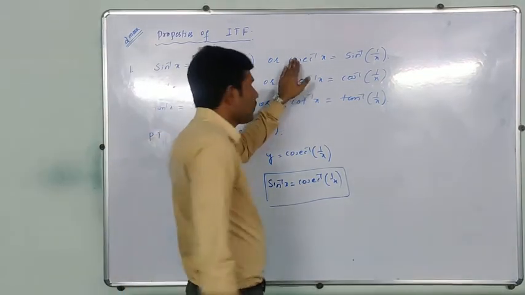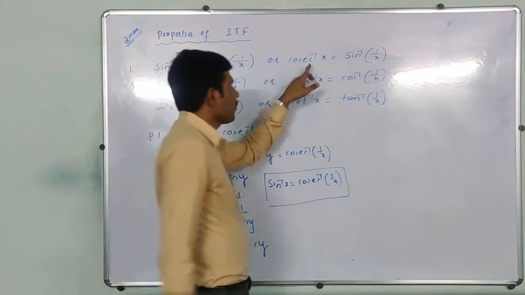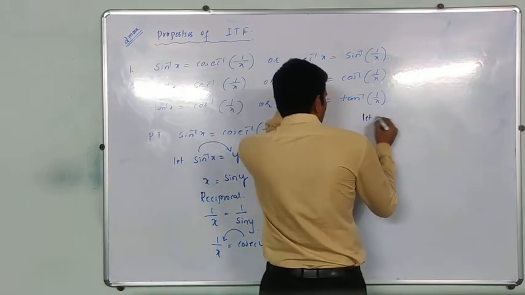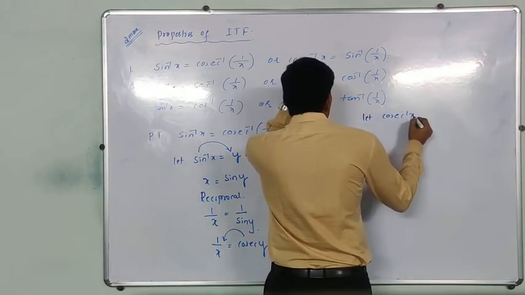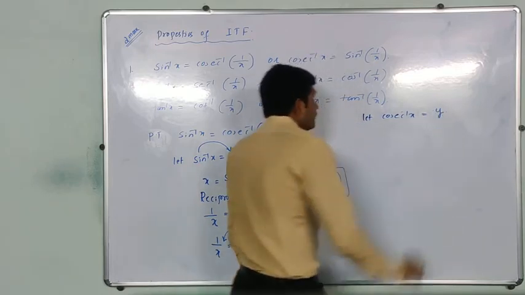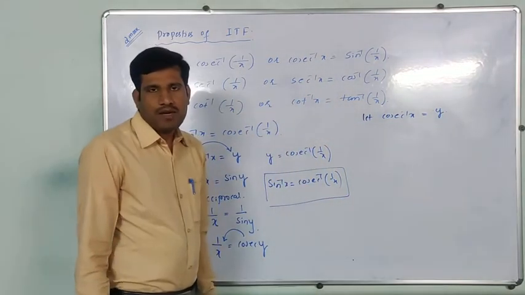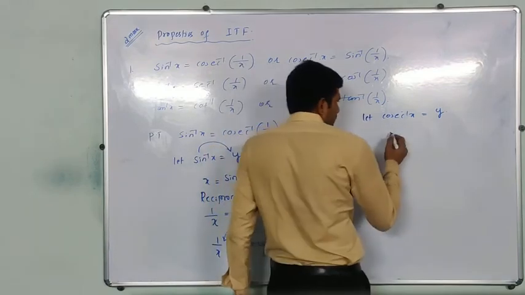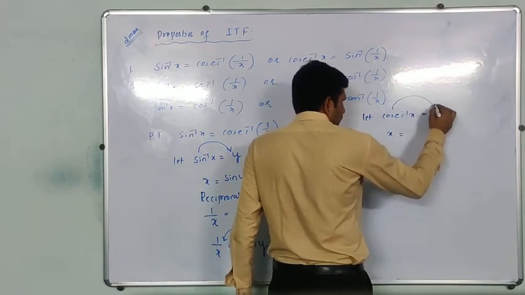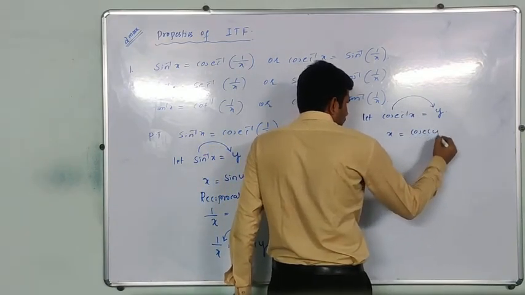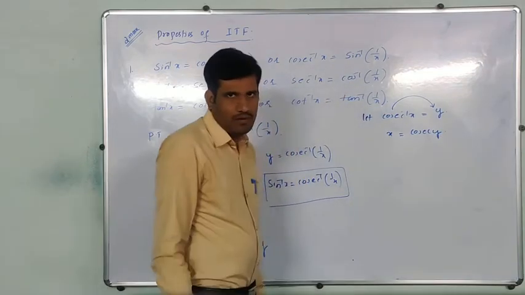Similarly we can do this also. They may ask this or this. So let this cosec inverse of x, the left hand side expression, be y. Then what is x? Take the cosec inverse to the other side, so x will become cosec y. Again the same, make it reciprocal.